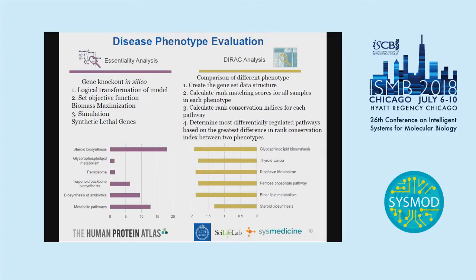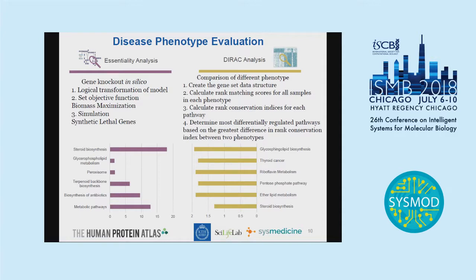And I use this genome-scale metabolic model in the essentiality analysis. It's basically in silico gene knockout. The first thing that I did was logical transformation of the model, which is kind of a pre-processing step. And then I set the objective function as biomass maximization since we are dealing with a tumor.